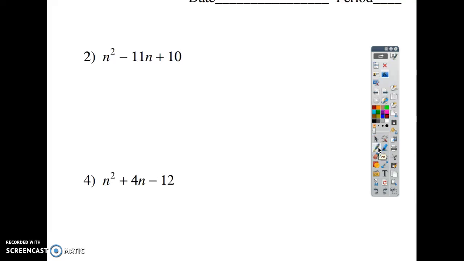Okay, so today we are factoring. And these are the problems that you have to do on your page already. You're doing 1 through 12. I'm going to do number 2 with you, and I'm going to do number 9 with you.